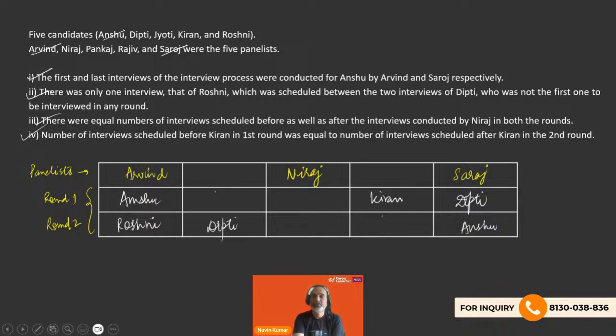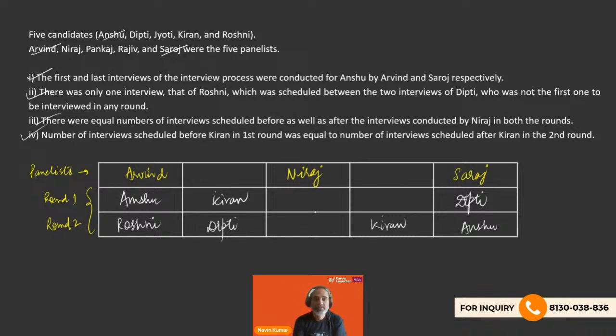Next, what if Kiran is here? There are 3 interviews before Kiran's interview in the first round, so we should have 3 interviews that happen after Kiran's in the second round. Dipti is already present, so we can't put Kiran there. Same logic, we cannot put Kiran further. So basically, the only place Kiran can go is as the second interview, under the second panelist, and under the fourth panelist in both the rounds respectively.